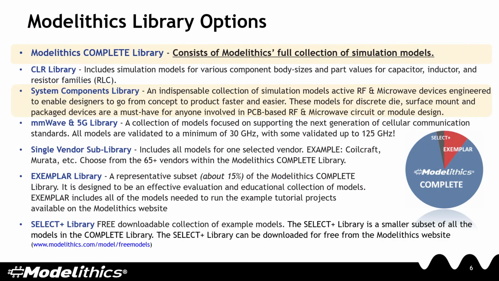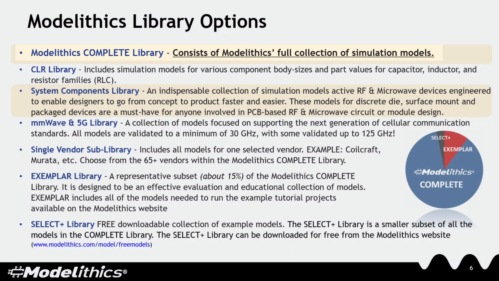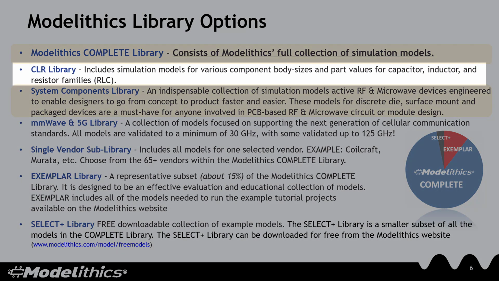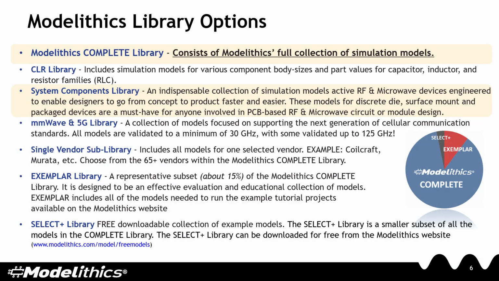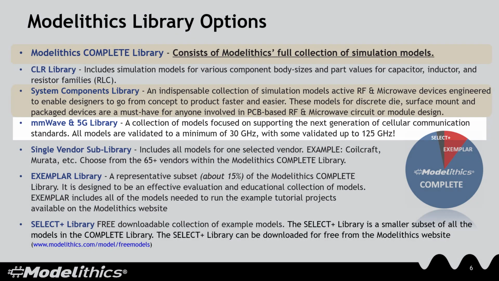And lastly, let's go over the different Modelithics library options. Modelithics' premier product is the complete library, which consists of Modelithics' full collection of simulation models. The Cellular library contains Modelithics' large collection of capacitor, inductor, and resistor models. There's also the millimeter wave and 5G library. Every model in this library is validated to at least 30 GHz.